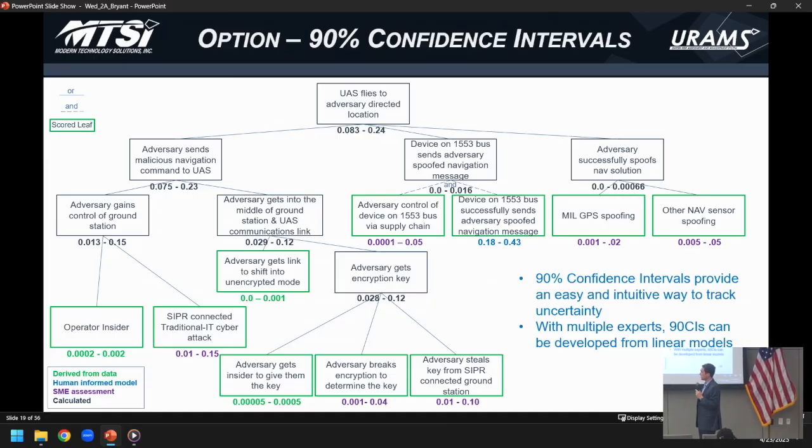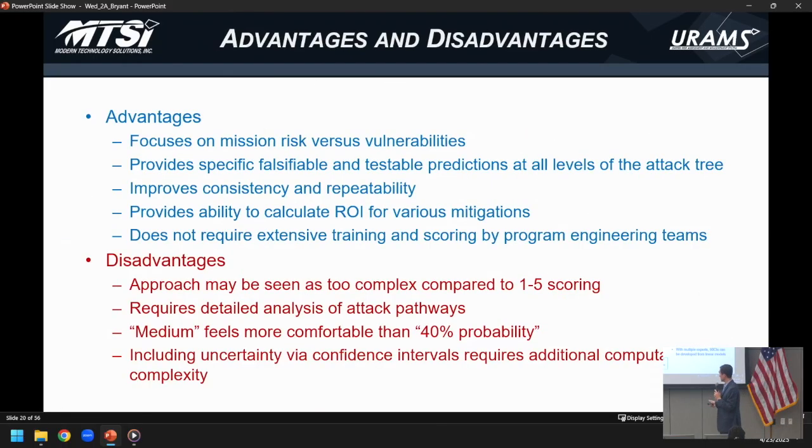Because of the importance of tracking uncertainty, my preference is to use these 90% confidence intervals. So this is an example of the same attack tree done with 90% confidence intervals, which means that you are 90% confident that the correct answer is in between those two values. The math is slightly harder, but it's not bad. You can do it in Excel if you're patient. And if you're not patient and you've got access to something like R, it will spin this out very, very quickly. It's very simple, very easy to do.